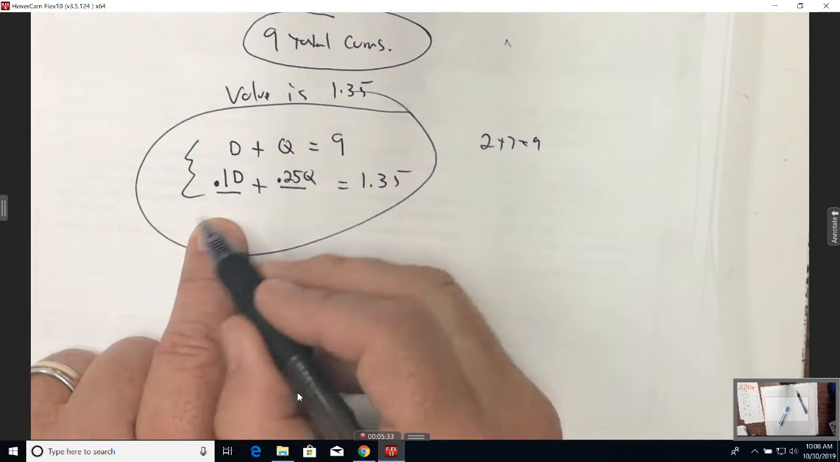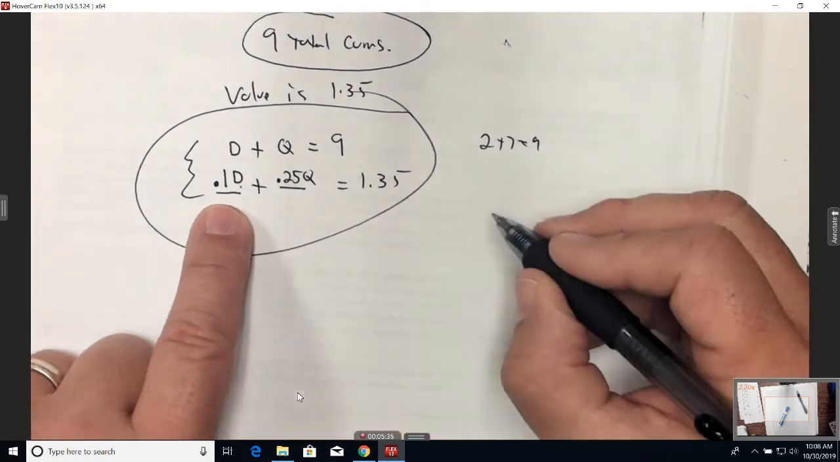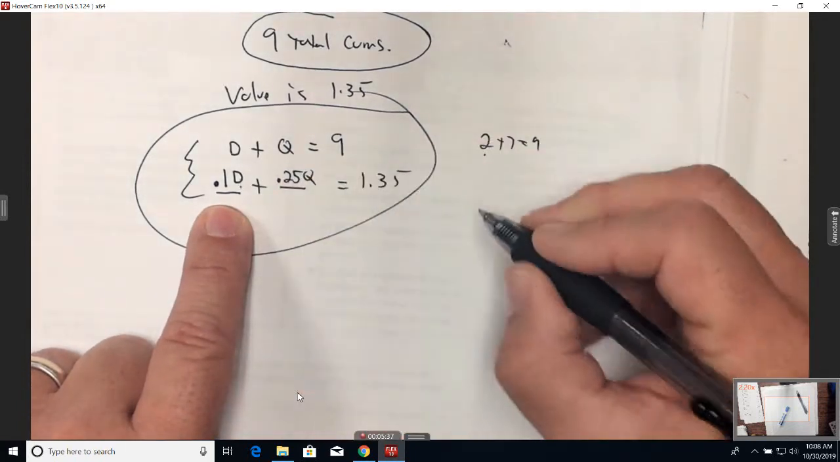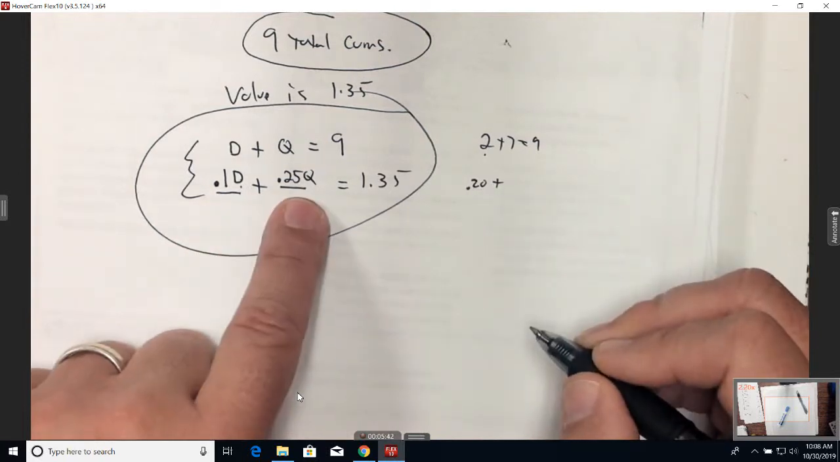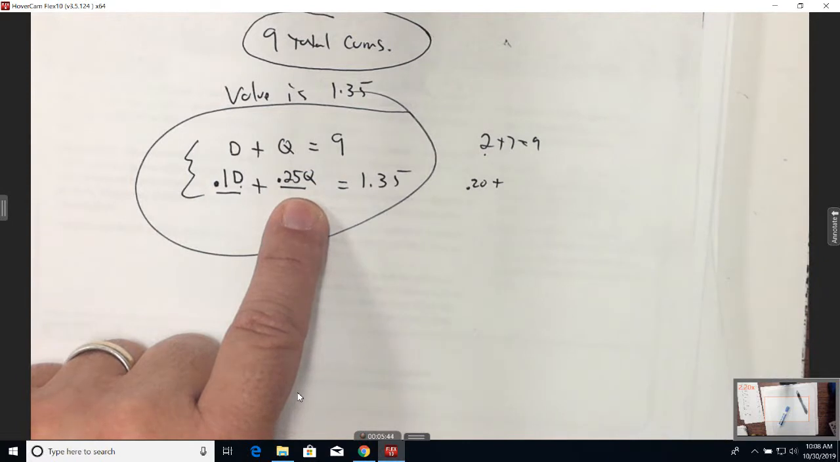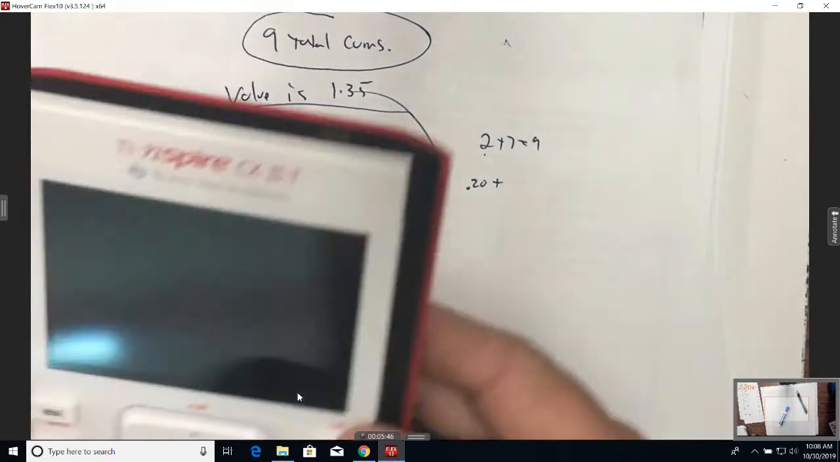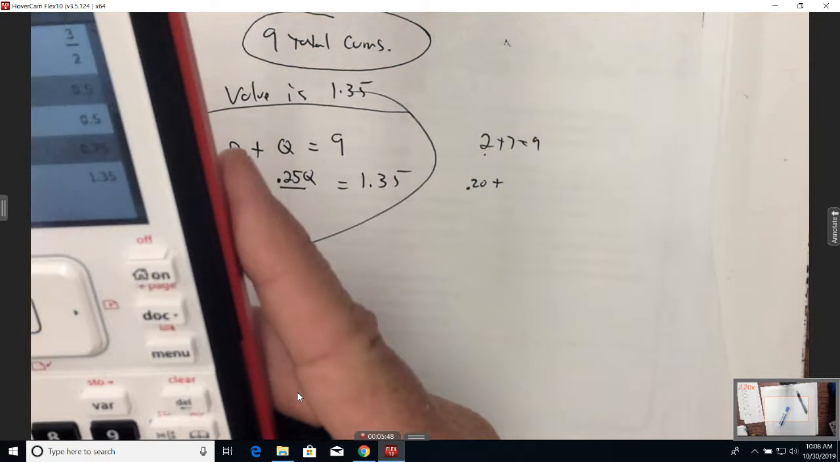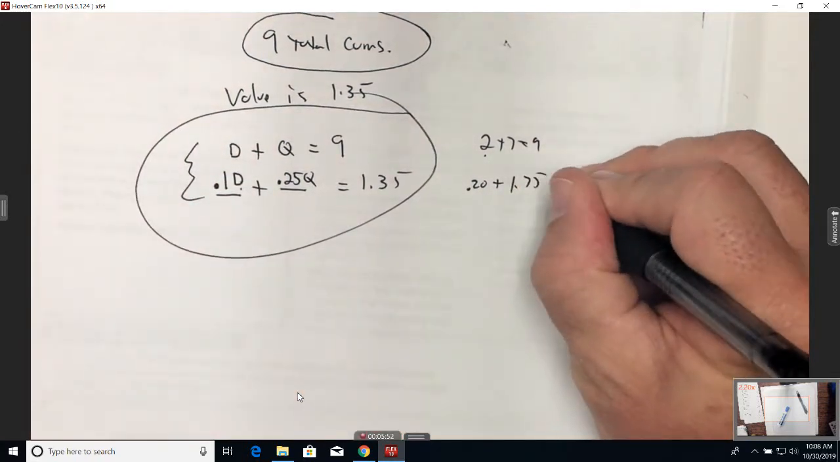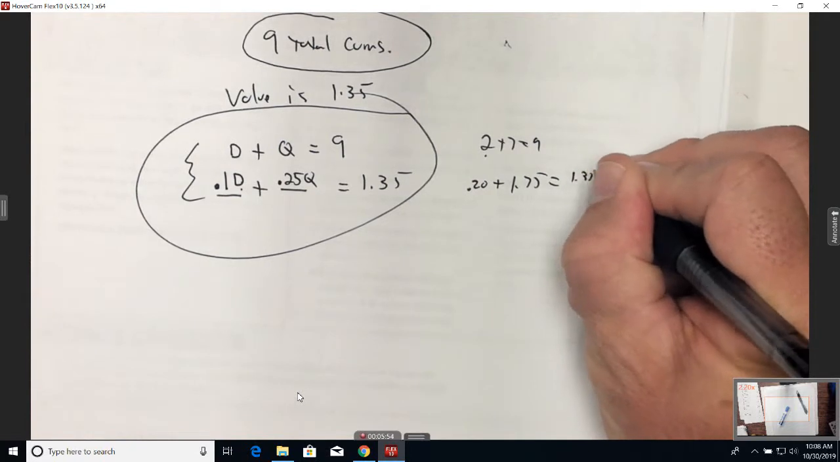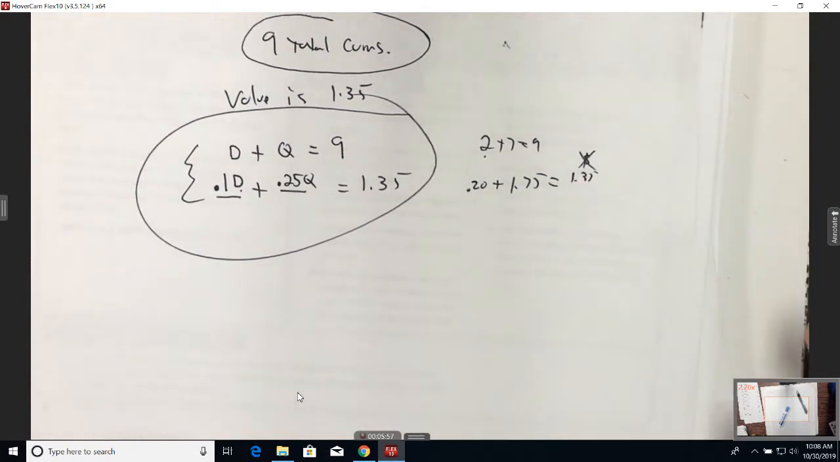So let's plug it in and see if it works here. So that would be 0.1 times 2, right? Because there's 2 dimes, which is 20 cents. Plus, if I have 7 quarters, what's 7 quarters times 25 cents? So I just take 7 times 0.25 and it'd be $1.75. Is that equal to $1.35? No, that's not going to work. Right? So that didn't work out.